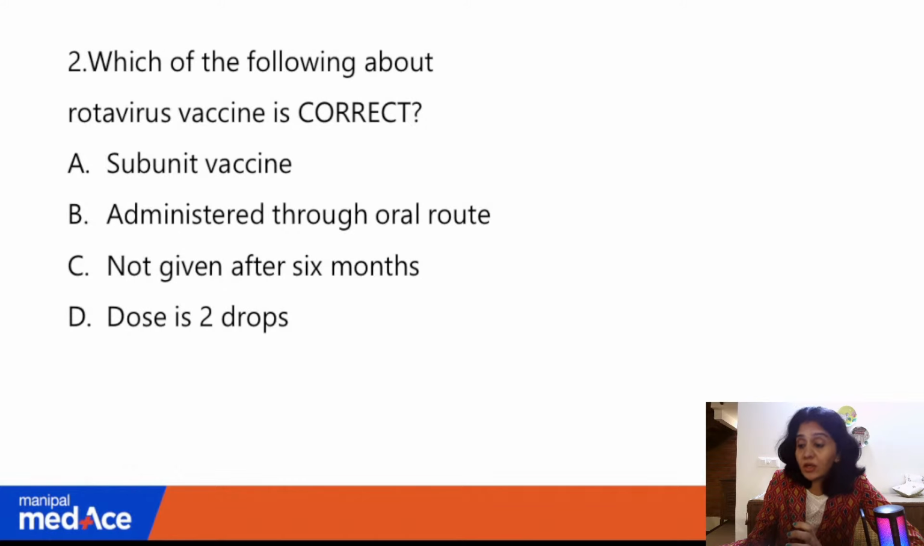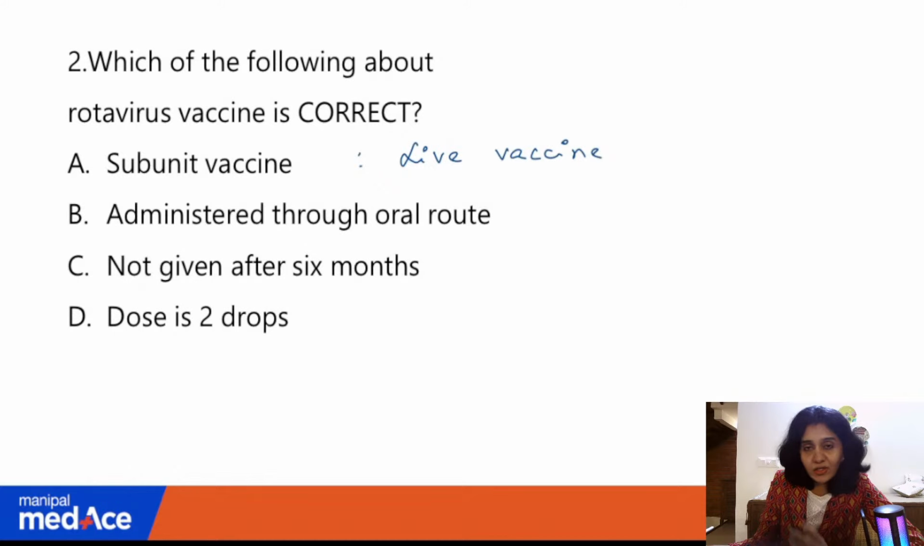So what is the correct option they're asking? Is rotavirus a subunit vaccine? No, it is a live vaccine. So what is the difference between a live vaccine and a subunit vaccine? In case of live vaccine, you've taken the entire organism and you've attenuated it, right? Whereas in case of subunit vaccine, you've taken a subunit of the virus or any organism like a polysaccharide or protein or viral part like DNA or RNA, right?